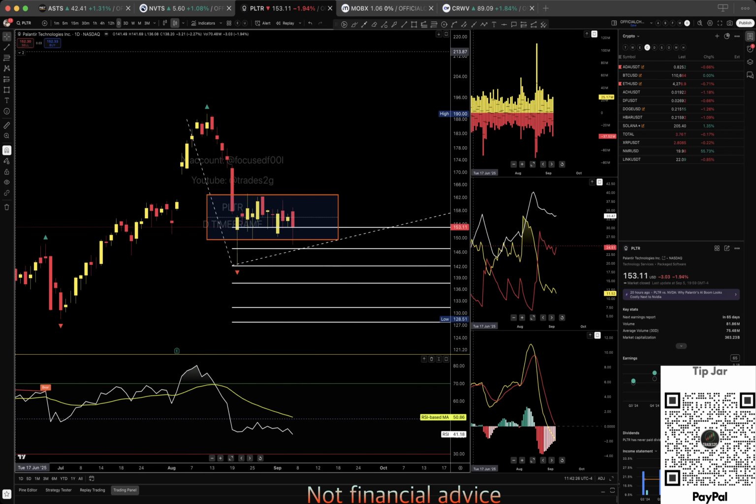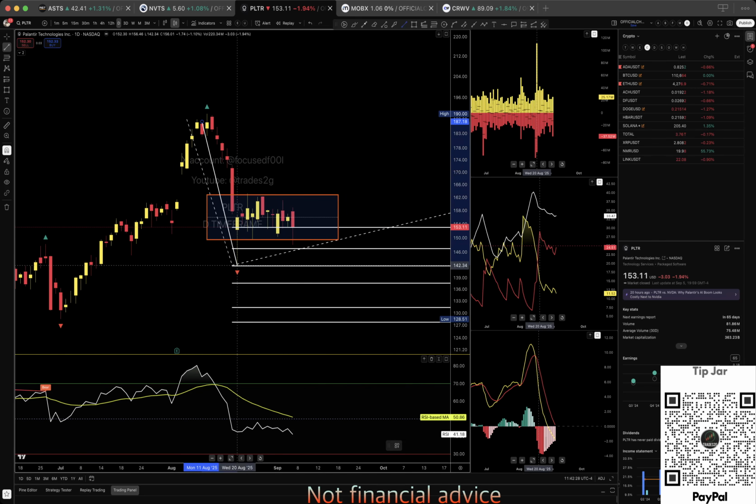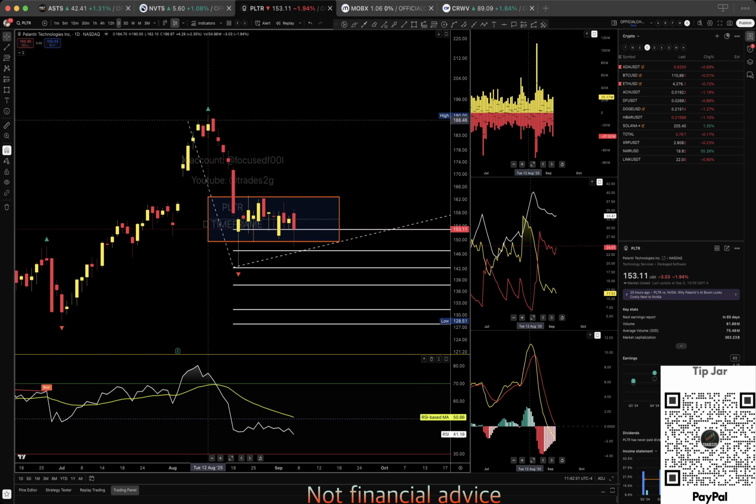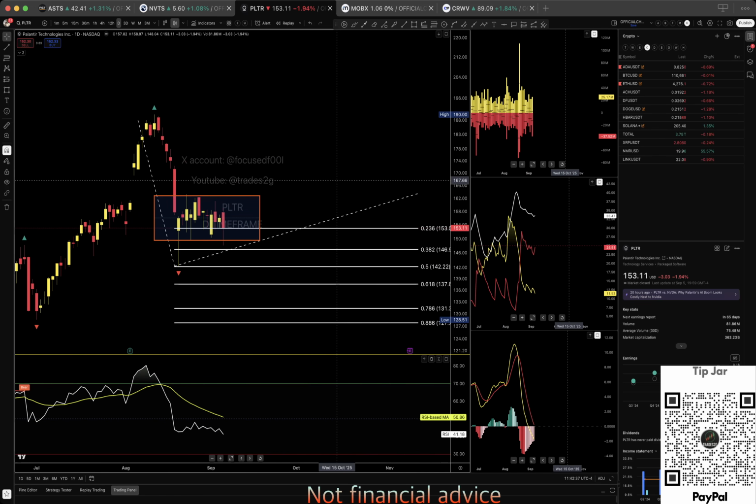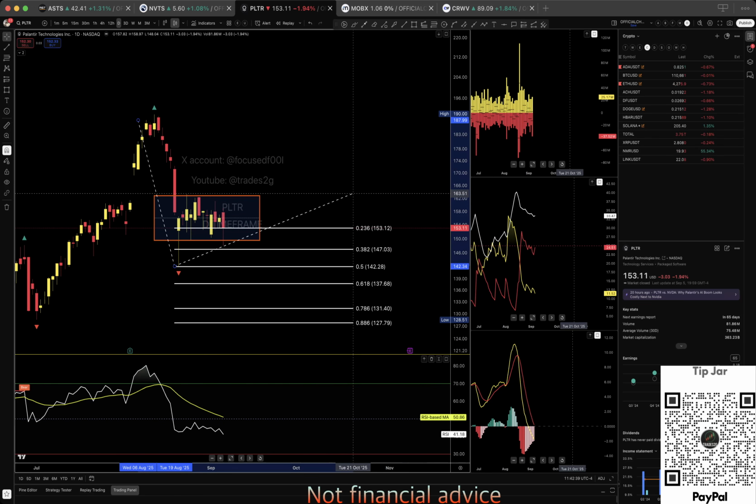Again, let's get straight to the TA. So here we have a rectangle bottom. When we had the initial high, we had a ripper, and now we're consolidating. This is called a rectangle. We fell off, and now we're consolidating. PLTR is very much bullish. It's really not breaking any trend. It's still on the upside.